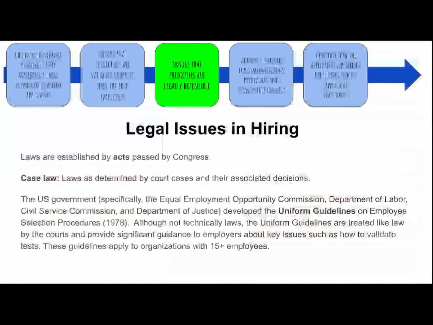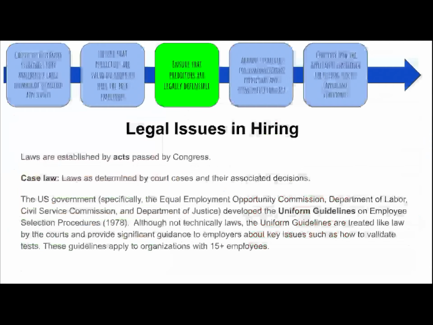Let's move on to the legal issues, because that is related to legal issues anyway. First, let's talk about how hiring laws come to be. There's actually 4 different ways that a hiring law would exist. The first is an act passed by Congress. The second is case law, which are laws determined by previous court cases and their associated decisions. The third way would be an executive order, which came from a previous president. And the fourth way would be a state law.